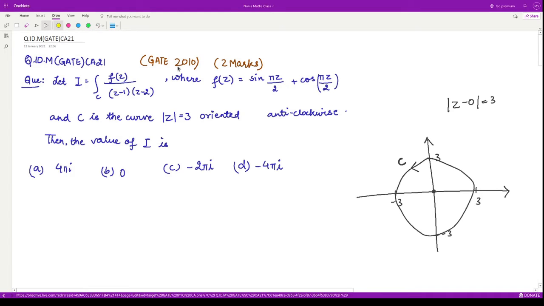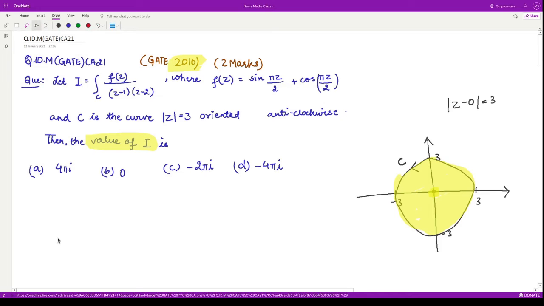This question is taken from the paper of 2010, and in this question they are asking what is the value of I, given the integral over C, where C is the curve mod z equal to 3, which is oriented in anti-clockwise direction. So here our curve is basically this one, having center at the point 0 and its radius is equal to 3. So our region of interest is this one, the shaded region inside this circle C. So this is the region.